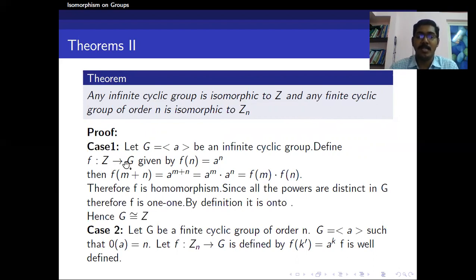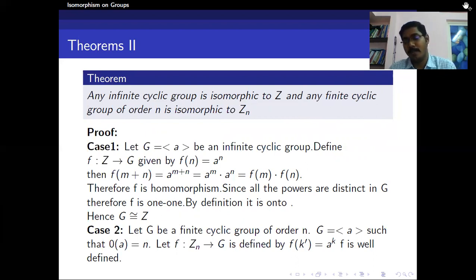The images are some exponents of positive integers. So according to the definition of f, we can write f of m plus n equal to a to the power m plus n, and a power m plus n equals a power m into a power n, and replace a power m by f of m by definition of f, and a power n by f of n. So f of m plus n equals f of m into f of n. So naturally it is a homomorphism. Therefore f is a homomorphism. Since all the powers are distinct in G, therefore f is 1-1.